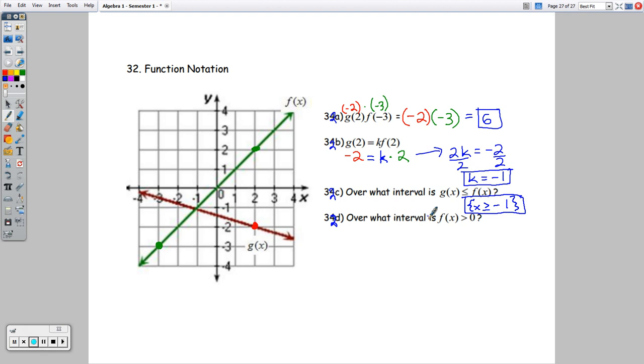And then over what interval is f of x greater than 0? Well, if you look at f of x, it's the green one. Up until 0, it's less than 0. So up until 0 for the x value, but right there it becomes 0, and then after that it's greater than 0. So this one we would say x is greater than 0. That's the interval where the y values for the green function become more than 0.